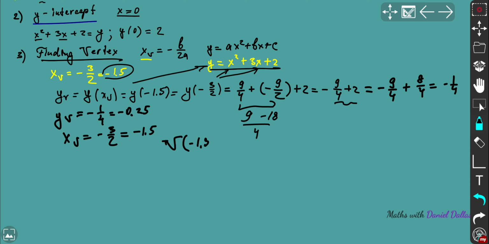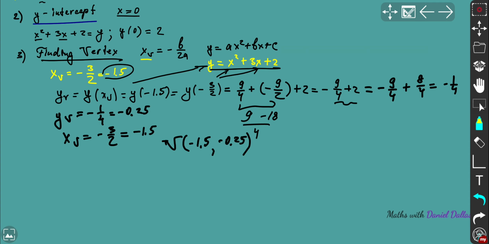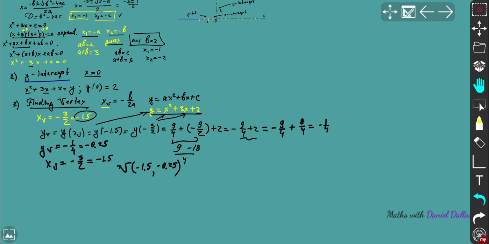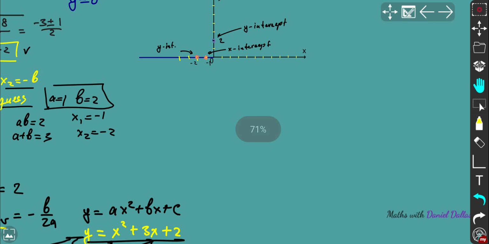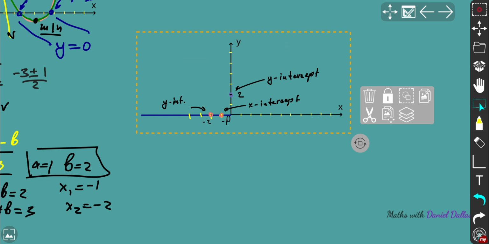I just fixed them up here, negative 1.5 and negative 0.25. And now let's put this point on the graph. So this value we just set here. Okay, so what I'm going to do, let me try to copy that.